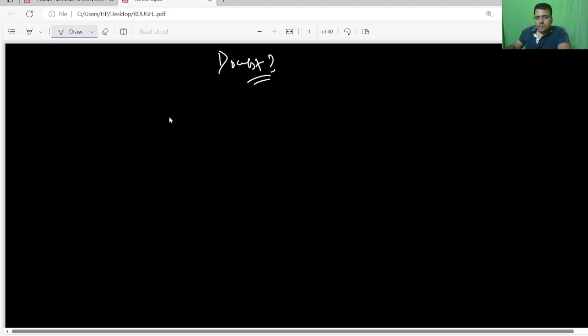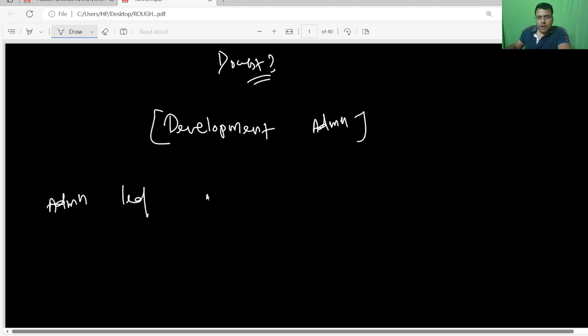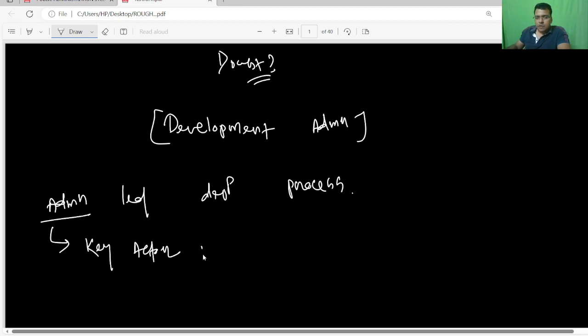So we have discussed first the concept of development administration. So what is development administration? Administration led development process. Okay. So administration led development process is development administration, where administration is the key actor or main actor in the development process. We call this development administration.